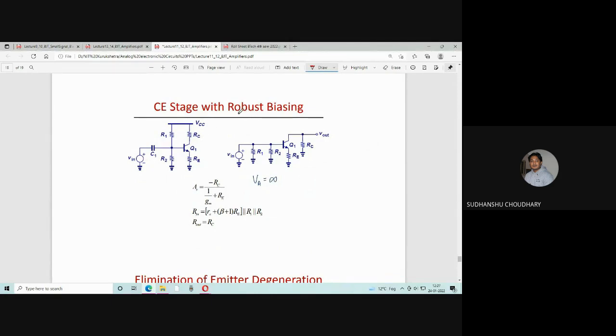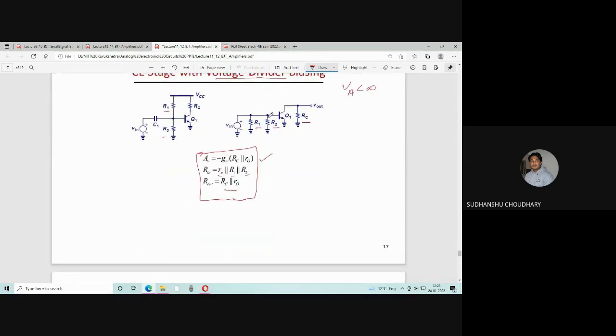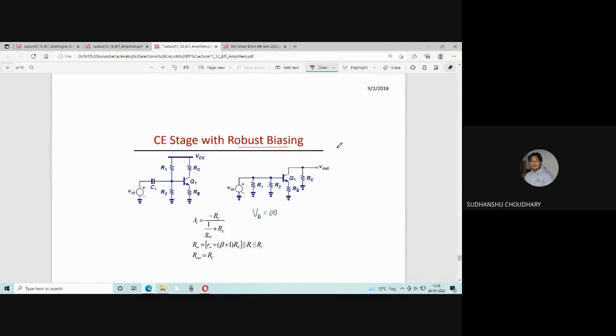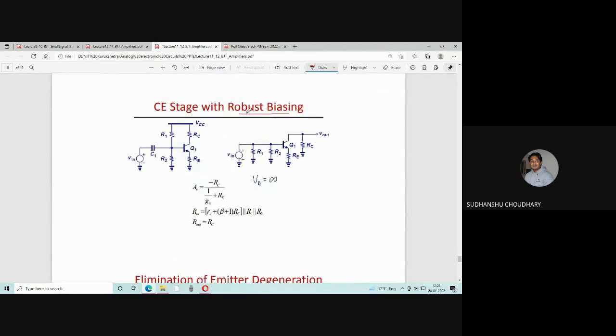Now this is a better or robust biasing in comparison to the previous one. The difference is that here you don't have emitter degeneration. But here, which is called robust biasing, you have emitter degeneration also. So we understand how this emitter degeneration is actually a robust or more stable biasing. So we have discussed this.